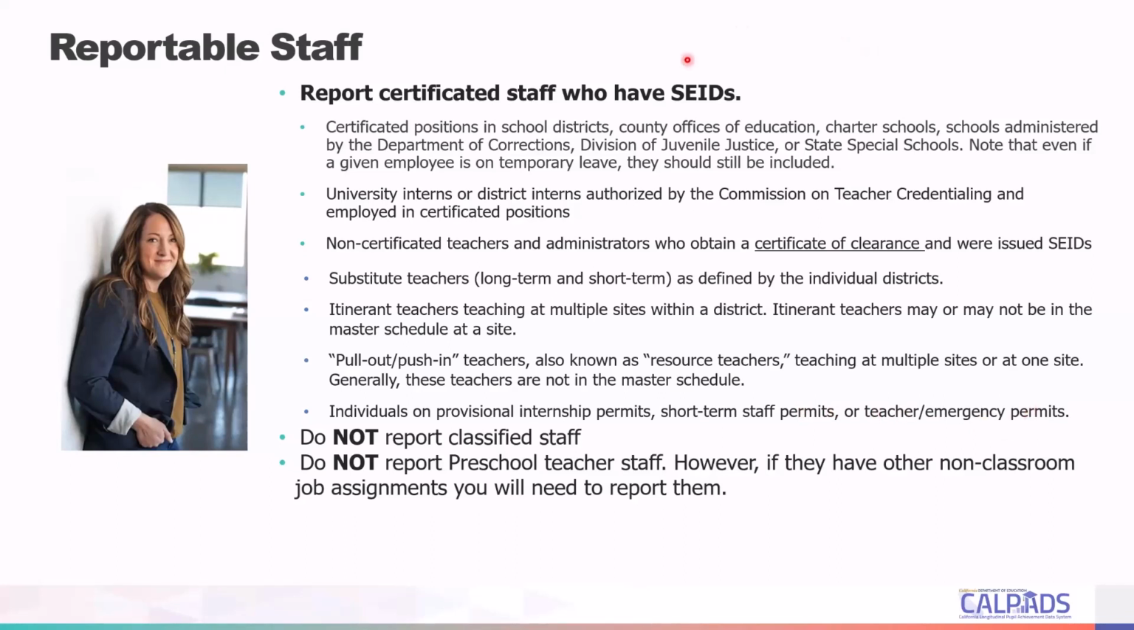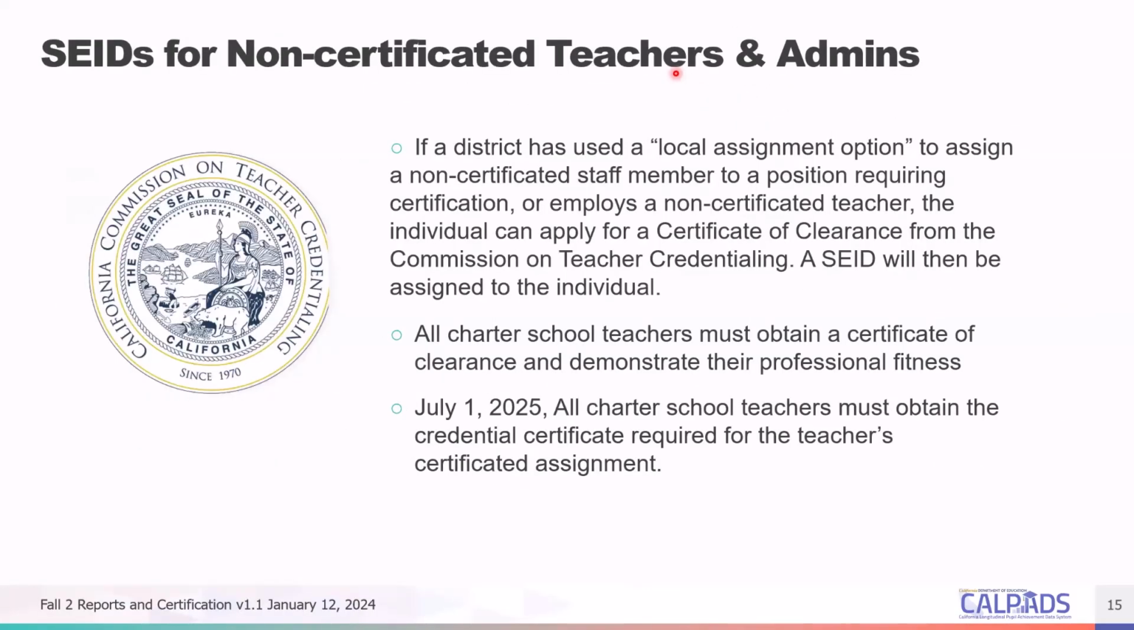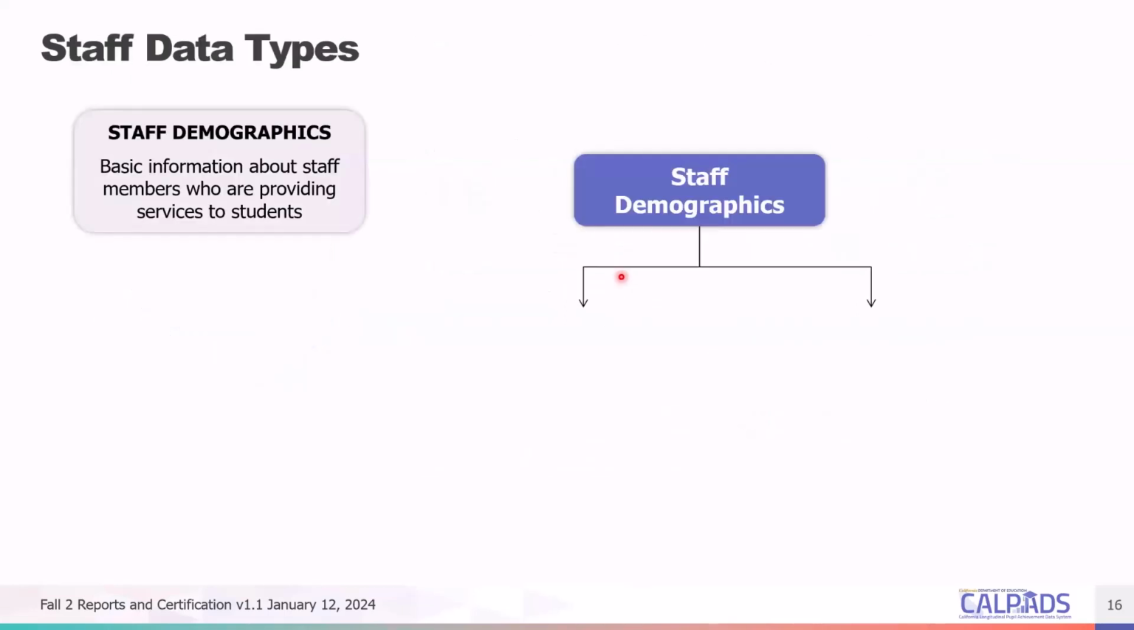However, it boils down to staff members who have a SEID. It is expected that all teachers and admins will require a SEID number. So if you have staff members who do not have a SEID, then by all means have them go through the credentialing process. And if they are not credentialed, they could also go through the certificate of clearance process to acquire a SEID. It is expected that by July 1st, 2025, all charter school teachers and admins should already be credentialed.